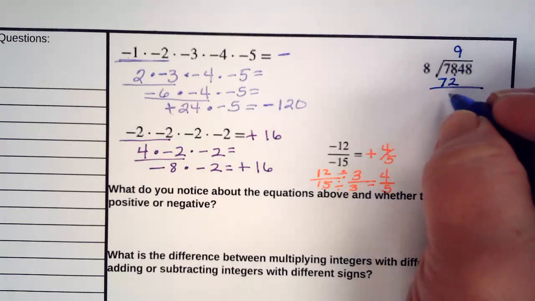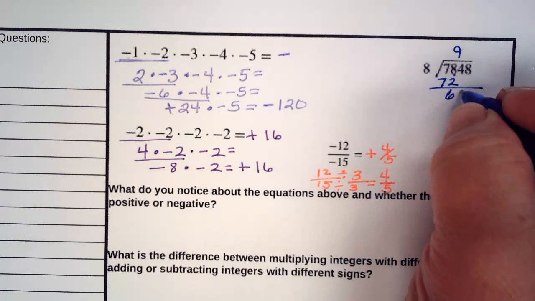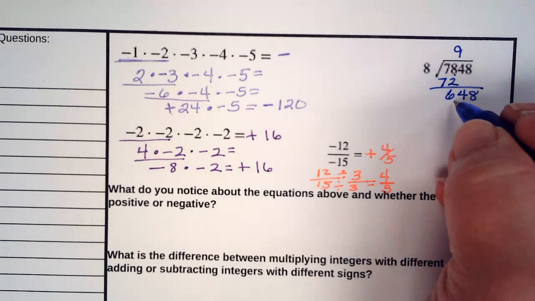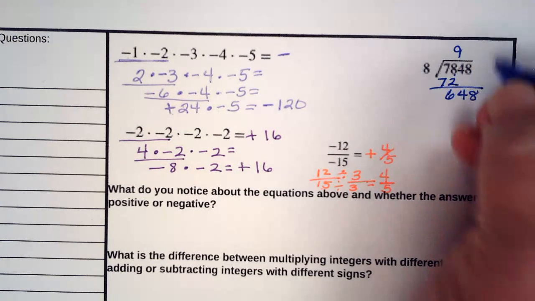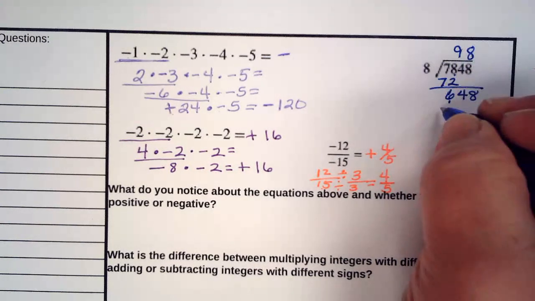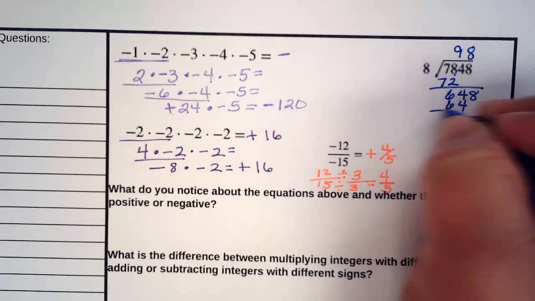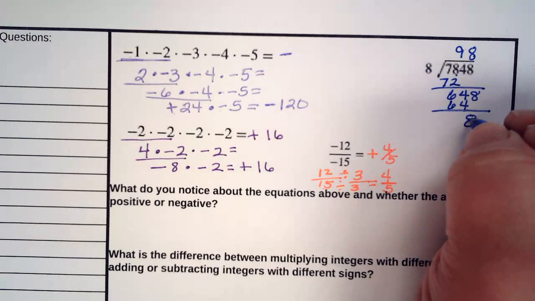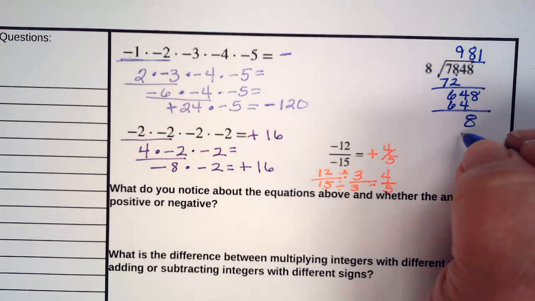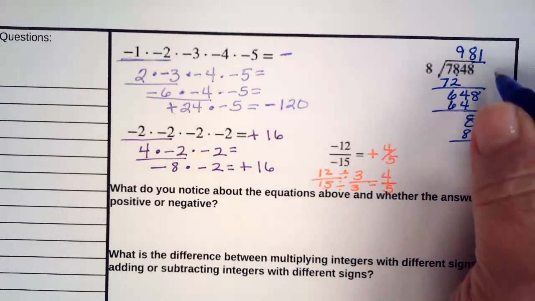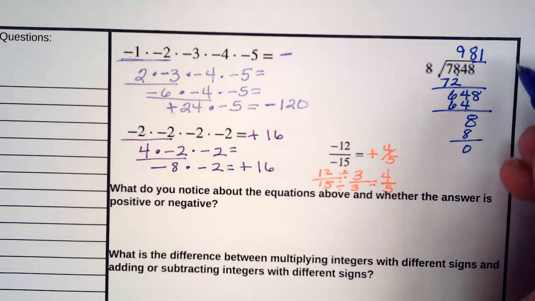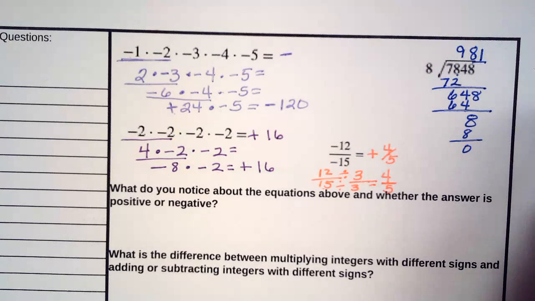8 minus 2 is 6. So I'm left with 648. 8 won't go into 6, but it will go into 64 8 times. 8 times 8 is 64. I'm left with 8. I can divide it one more time. 8 divided by 8, or 8 times 1 is 8. My remainder is 0. 981.